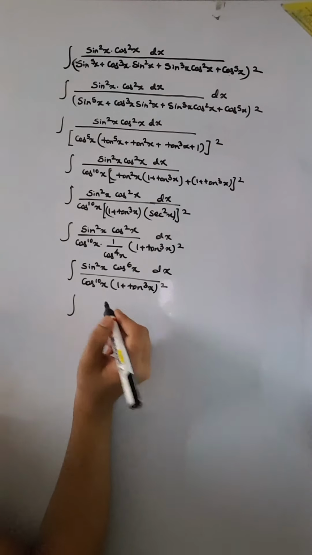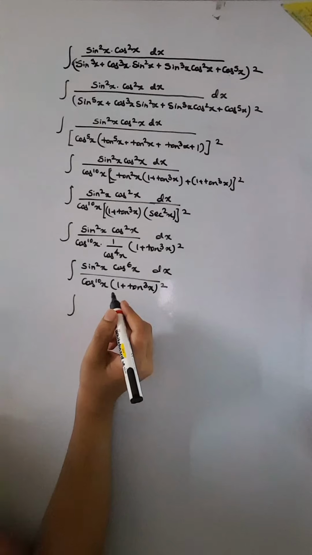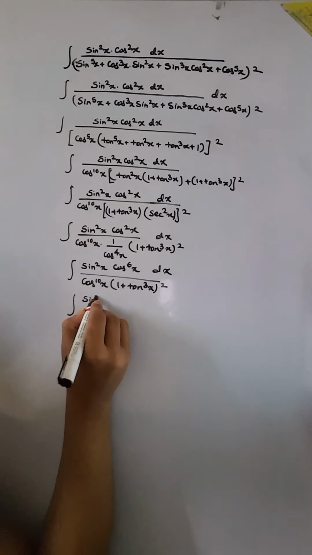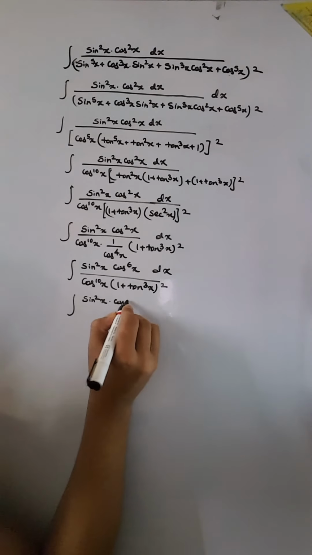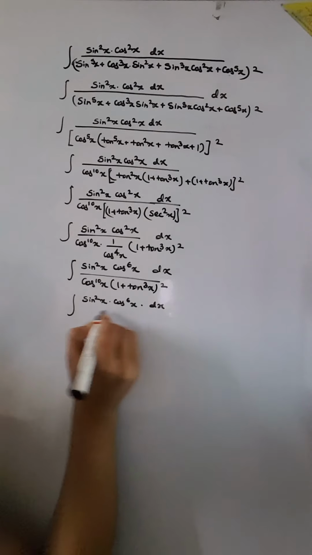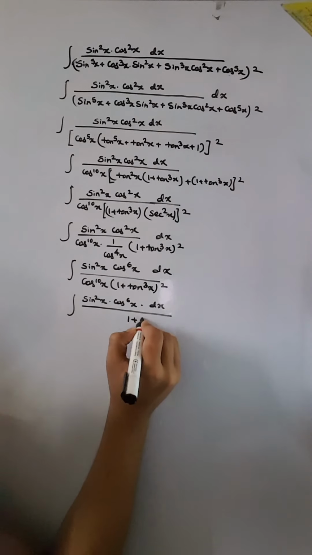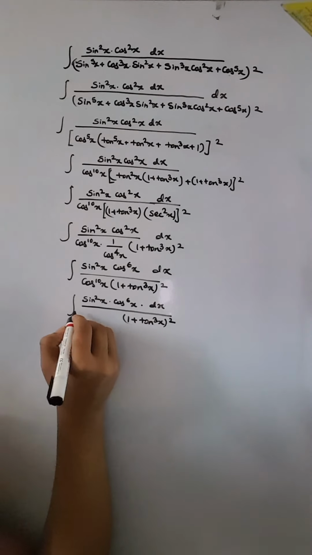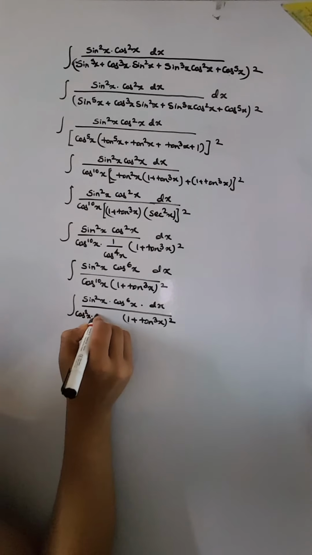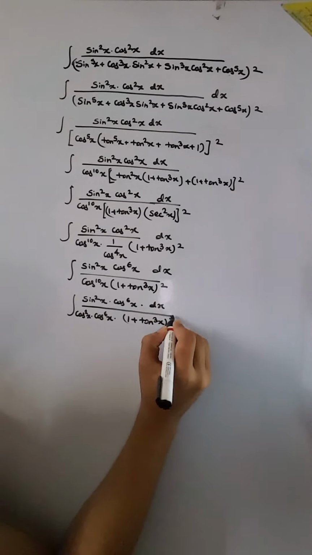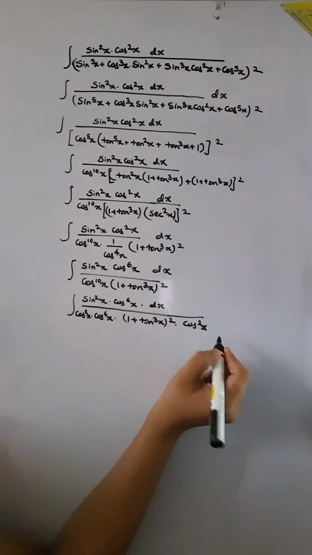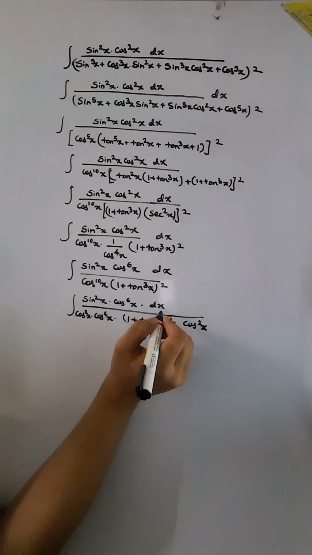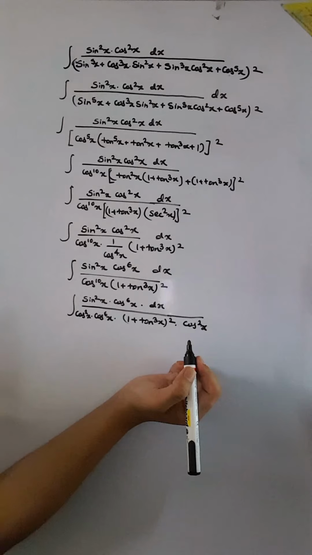Now we need to distribute this cos 10x in the numerator in order to make this function a tan function. So we have sine square x, we have cos 6x, and we have 1 dx, and in our denominator we have 1 plus tan cube x whole square. We can make our cos 10x as cos square x into cos 6x into cos square x, so that this cos square x in the denominator will become sec square x in the numerator, and then we can get a tan derivative.